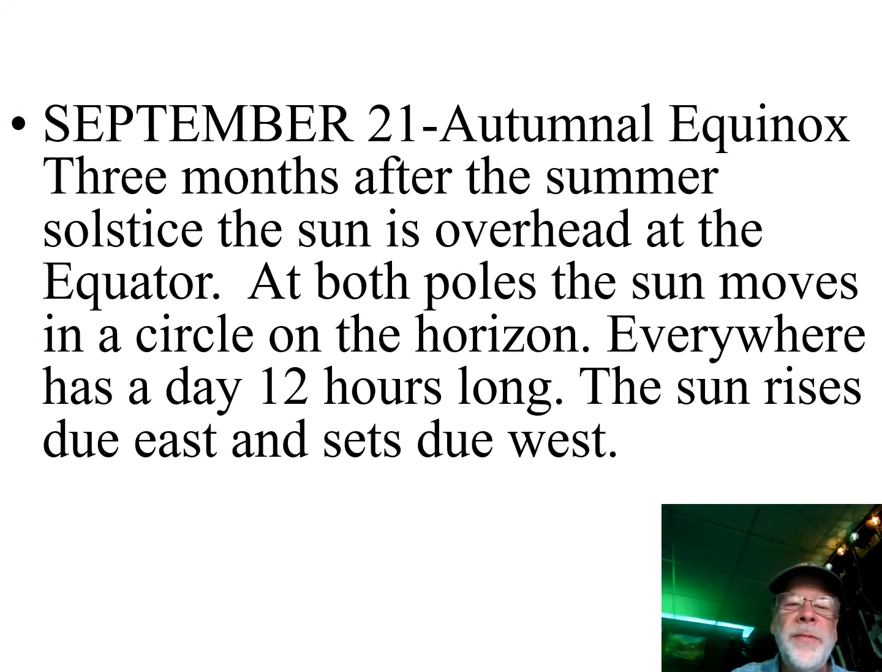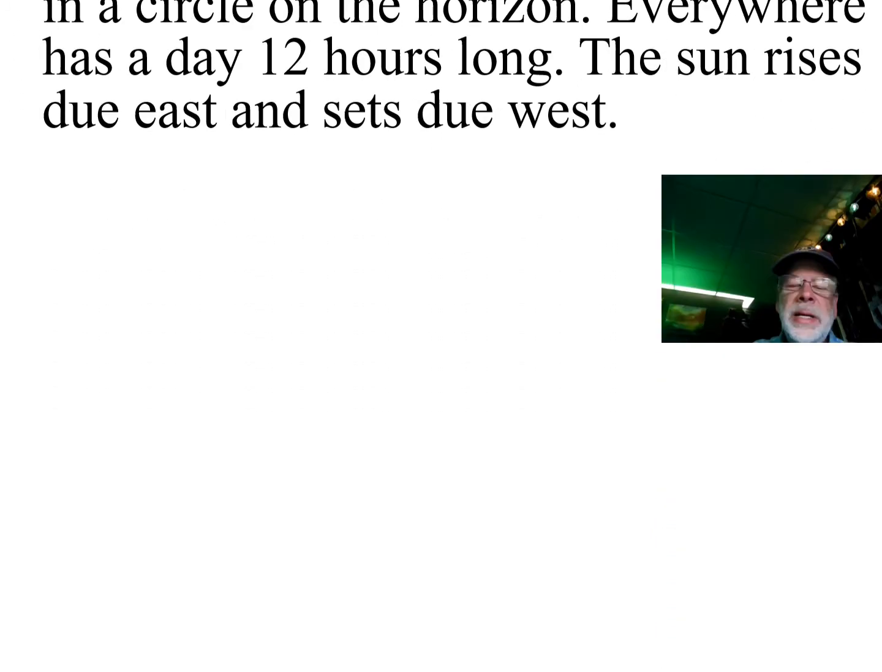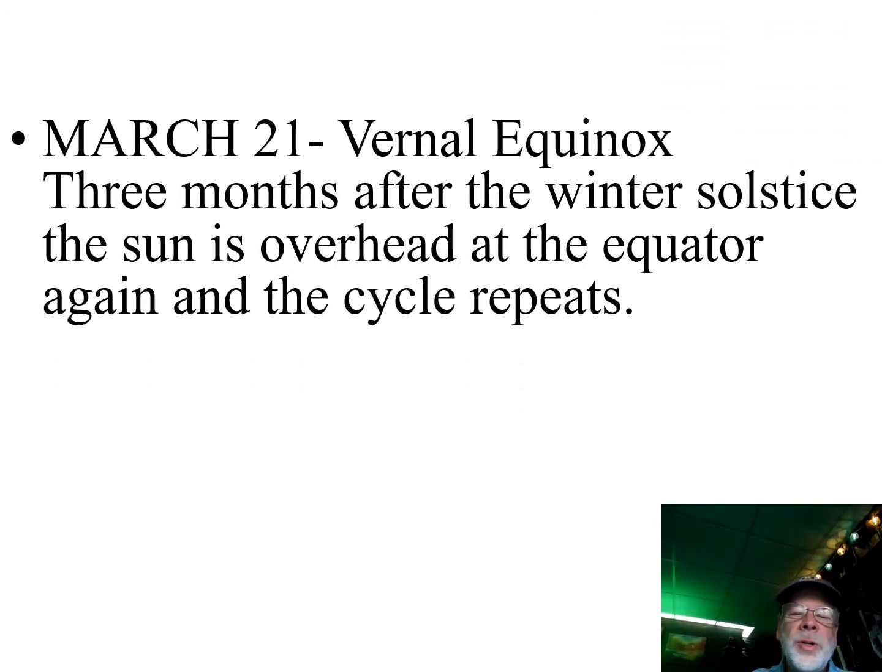So September 21st, we call it the autumnal equinox. That's right after the summer solstice, 3 months. The sun is overhead at the equator. At both poles, the sun moves in a circle on the horizon. Everywhere has a day 12 hours long. The sun rises due east. March 21st, the vernal equinox. 3 months after the winter solstice, the sun is overhead at the equator again.